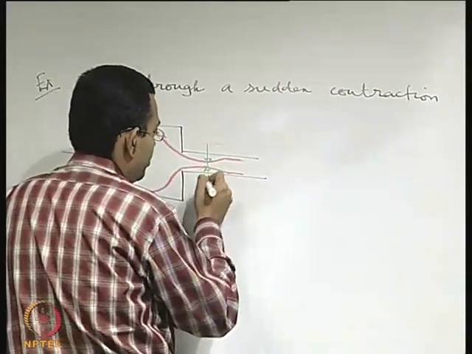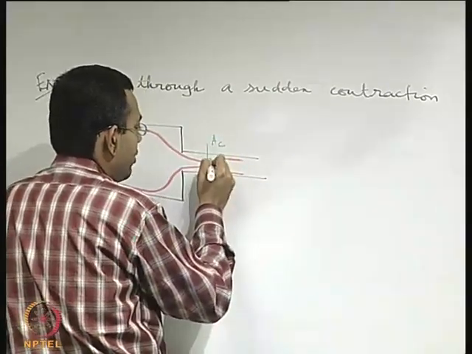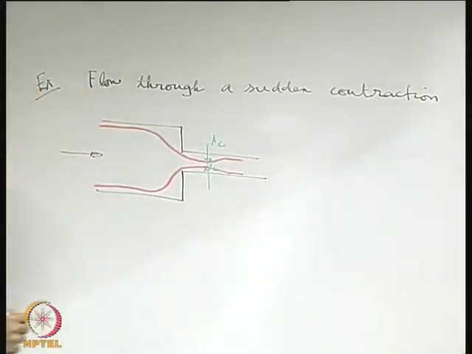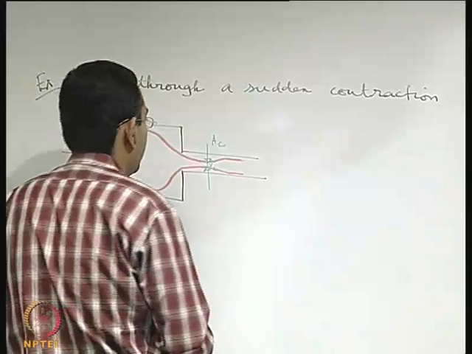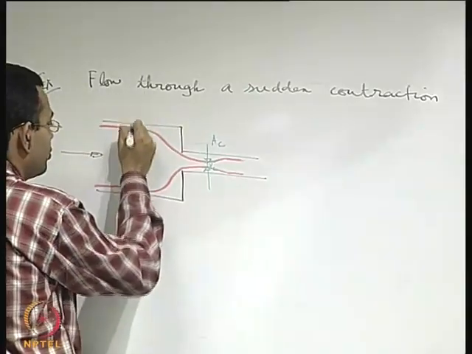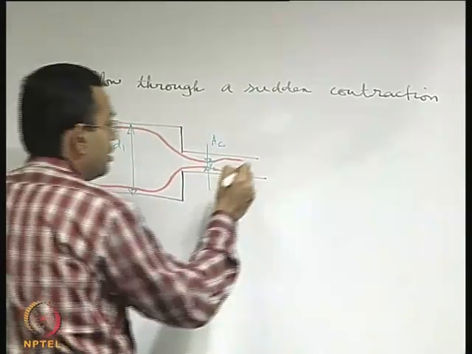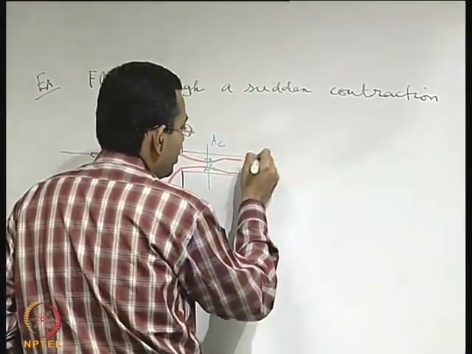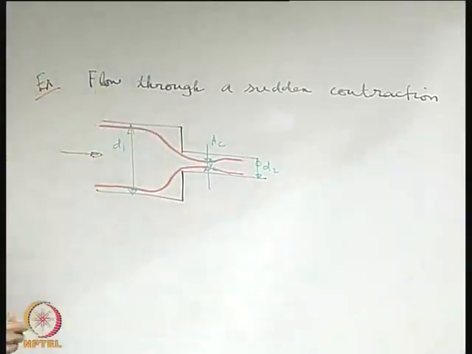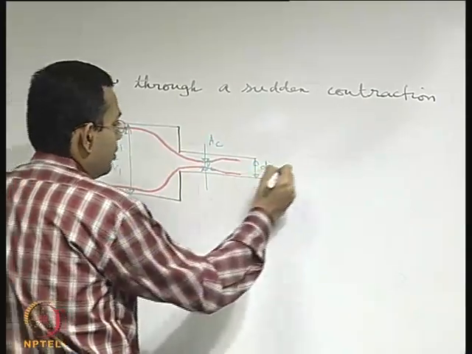We call this area AC, and let us say the average velocity of flow across this one is VC, and let us say that D1 and D2 are the diameters of pipes 1 and 2, and V1 and V2 are the corresponding average velocities. So you have V1 average and V2 average.